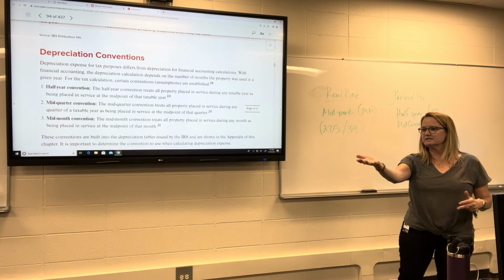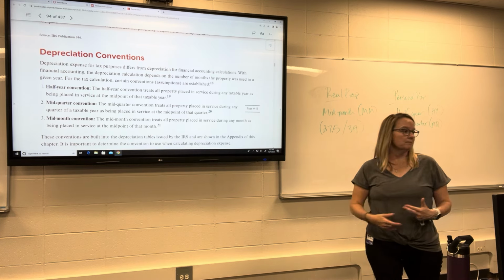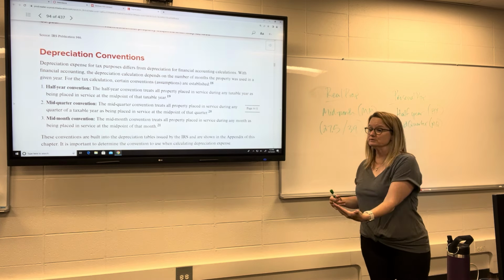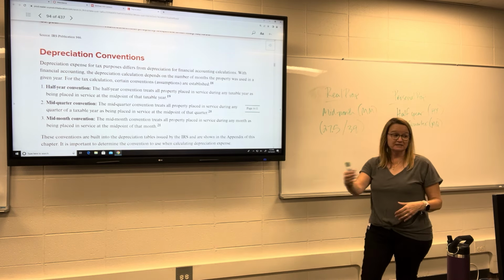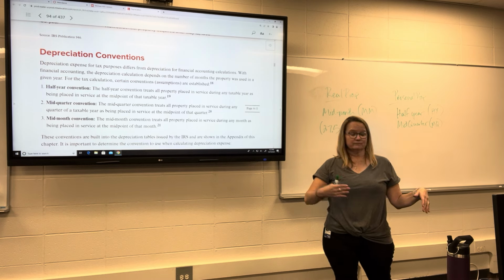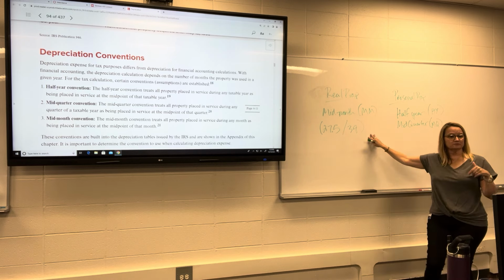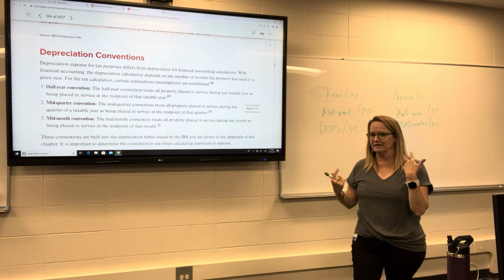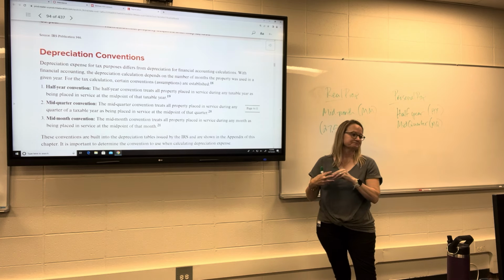So yes, you may start depreciating it before you even owned it. And the same thing with selling it. You may keep depreciating it after you actually disposed of it. Because if you disposed of it on the 1st of the month, you're going to depreciate it through the middle of the month. Okay, other questions? That's a good question though. It's kind of weird, isn't it? Because it's like, wait, I didn't even own it and I get to depreciate it? Any other questions about the mid-month convention?